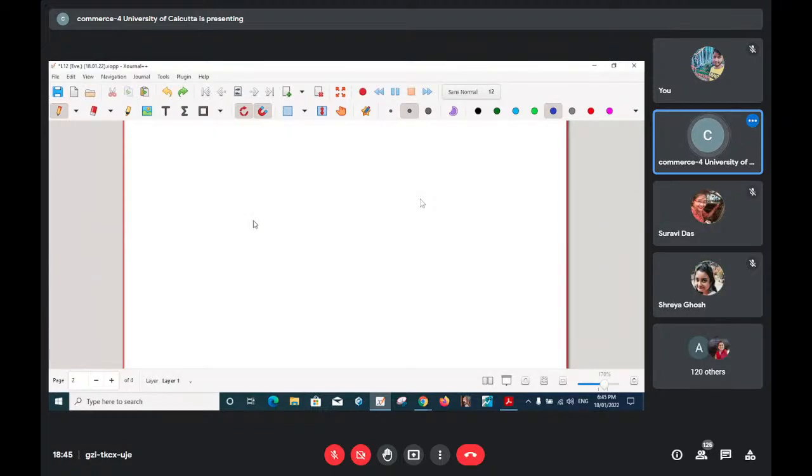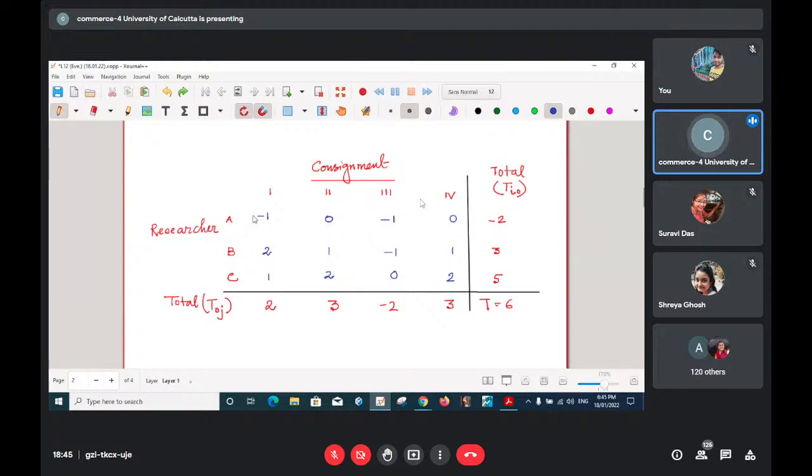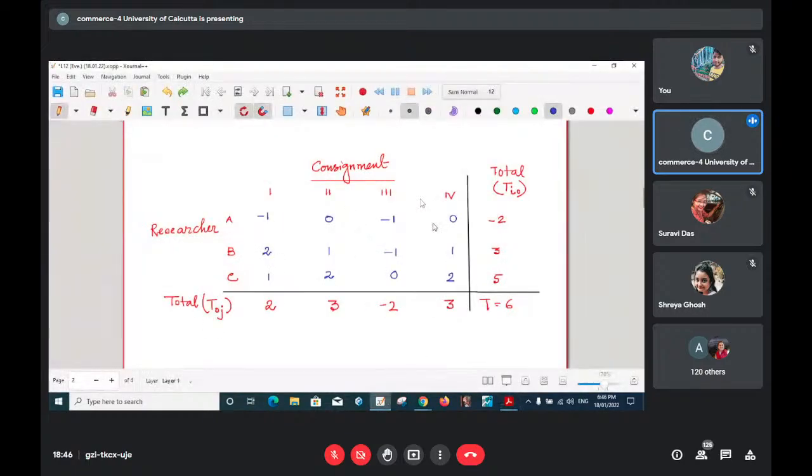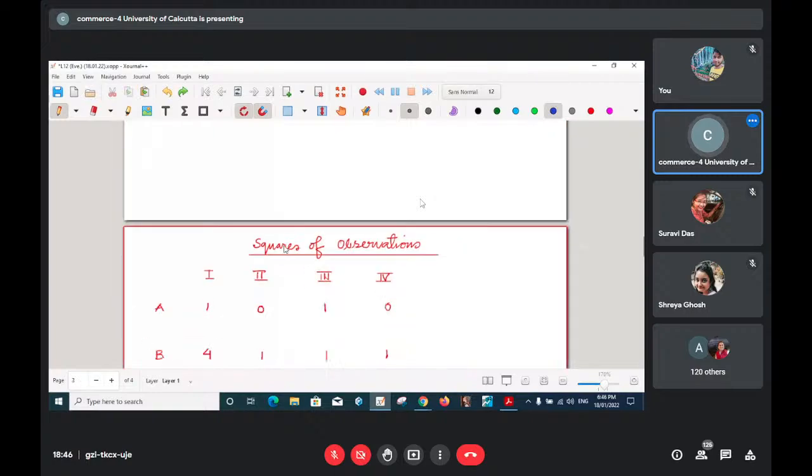Now we require squares of these observations. What squares do I require? Do I require these squares? No, these values, these observations are now valueless. Why? Because I am not going to use them, because I have reduced them by subtracting 10. So these figures are more vital. So I am taking squares of these observations. 1 square means 1, 0 square means 0, minus 1 square means 1, 2 square means 4. So I have already drawn it. You can write it down.